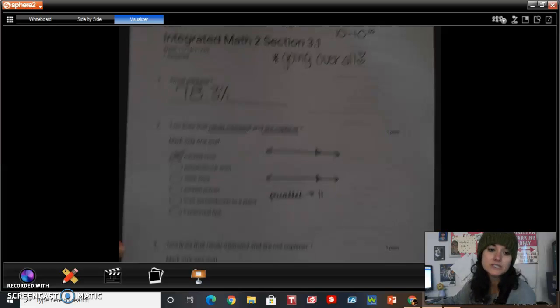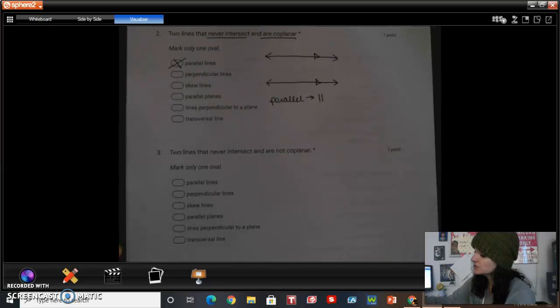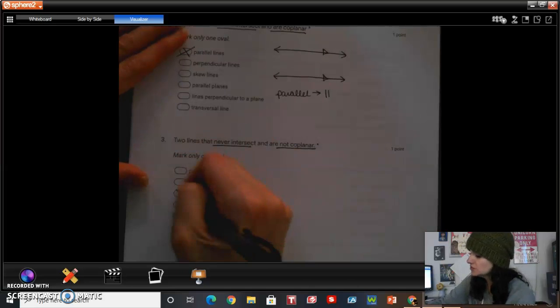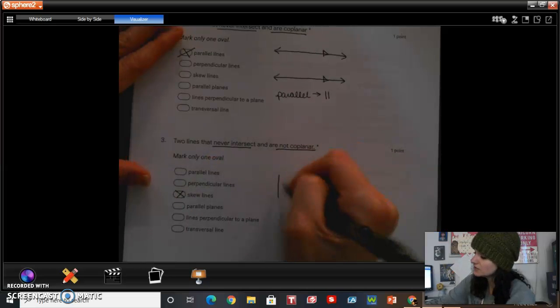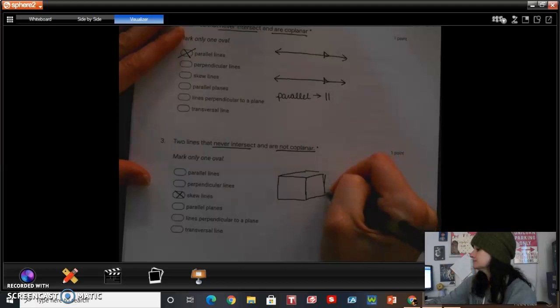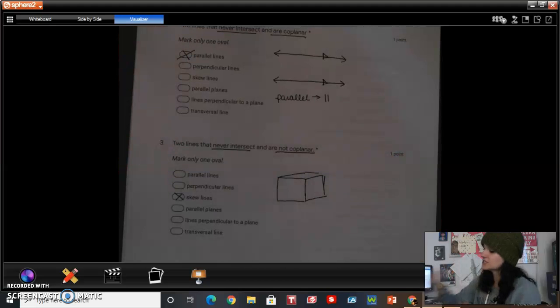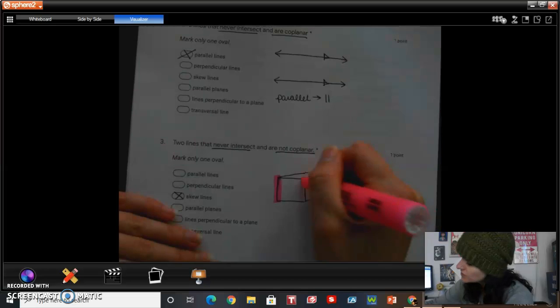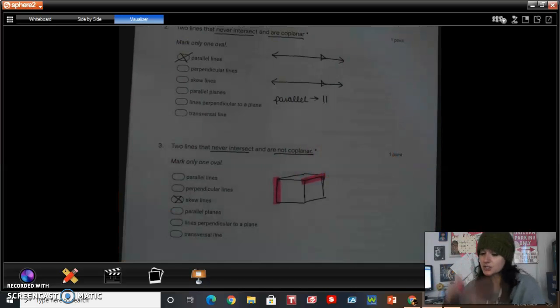All right. Our next vocab word is two lines that never intersect and are not coplanar. So this was skew lines. This is where you would have a three-dimensional space occurring, because skew lines only exist in a three-dimensional world. Okay? And with skew lines, you're always going to have one that is vertical, so it's going up and down, and you always have one that is horizontal. If you notice, those two lines don't touch, but they are also not on the same plane, so this is considered skew.